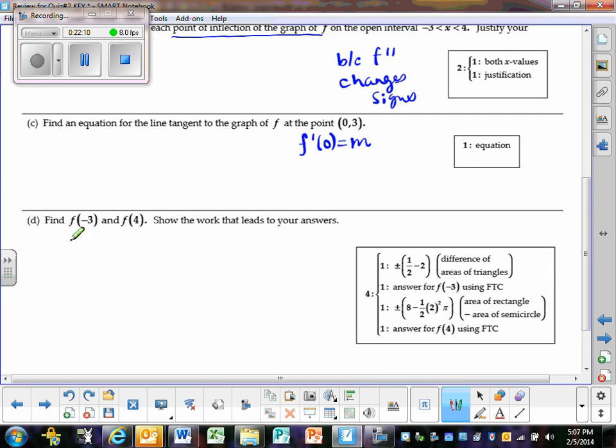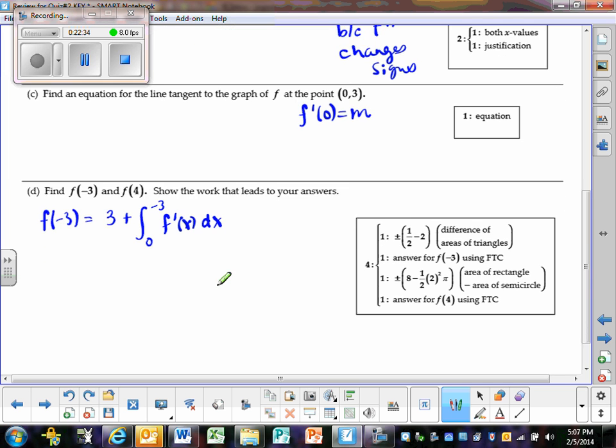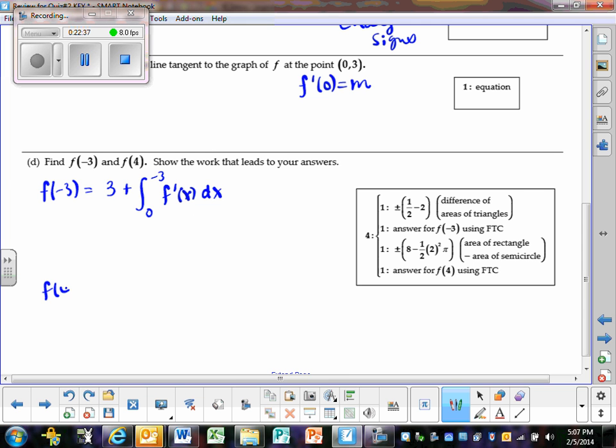The last part says to find f of negative 3 and f of 4. So that means that f of negative 3 is equal to the initial value plus the change, where we're starting at time 0, because time 0 is where we have the initial value, and integrating f prime from 0 to negative 3. F of 4 is then 3 plus the integral from 0 to 4, f prime of x dx. We'll have to figure out how to get those areas.